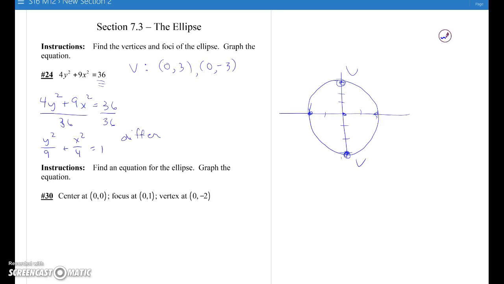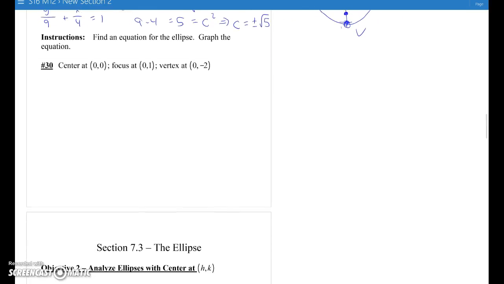So the difference of denominators is 9 minus 4, so that's 5, and that equals c squared. So that means c equals plus or minus root 5. So that means we go in the direction of the vertex a little more than 2 and get a focus point. Same amount in the other direction and get the other focus point. So we can see that the focus points are going to be 0, root 5, and 0, comma, negative root 5. And then we've already graphed the equation.